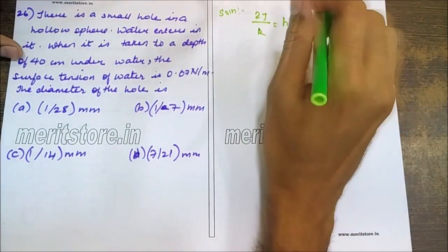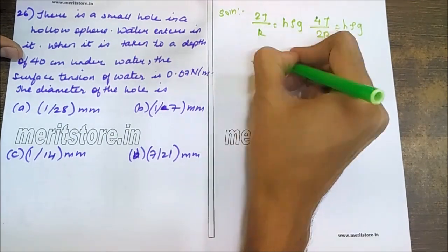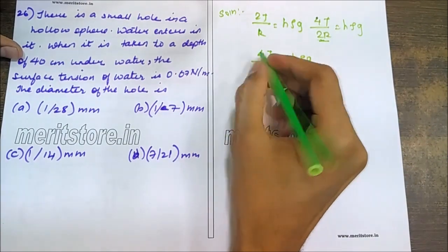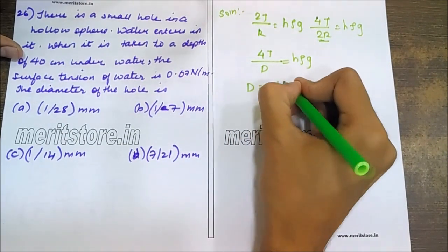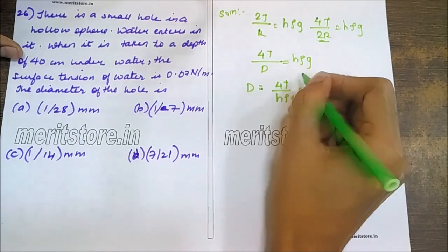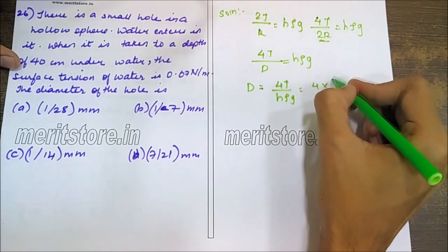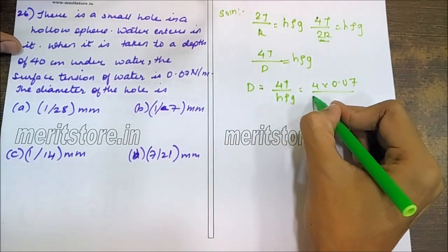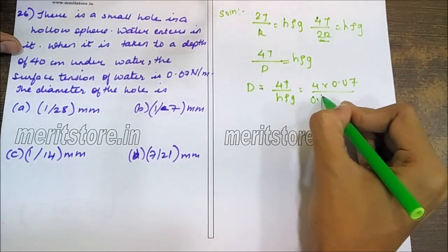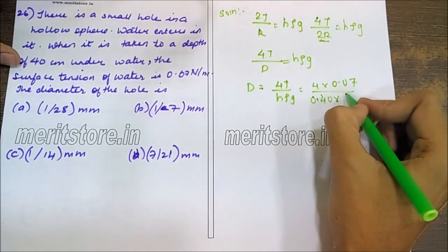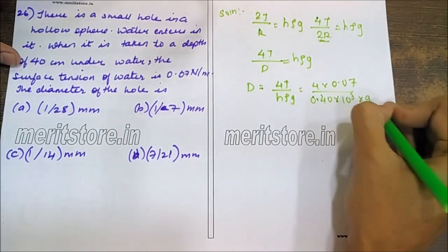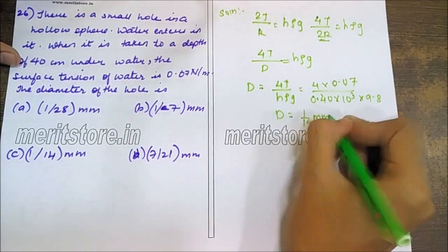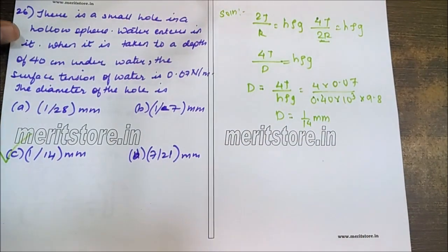Okay, so 4 times T upon 2r, where twice the radius is the diameter d, is equal to h rho g. So the diameter d becomes equal to 4T upon h rho g, that is 4 into the tension, given as 0.07, upon the height, 40 centimeters, that is 0.40, into the density, 10 to the power 3, into 9.8. So the diameter comes out to be 1 upon 14 millimeters. Okay, so C is the correct option.